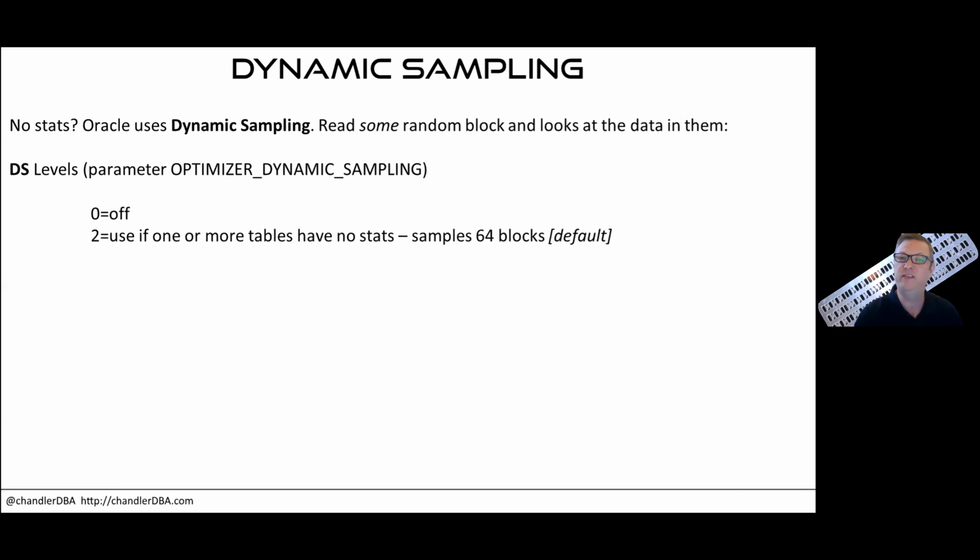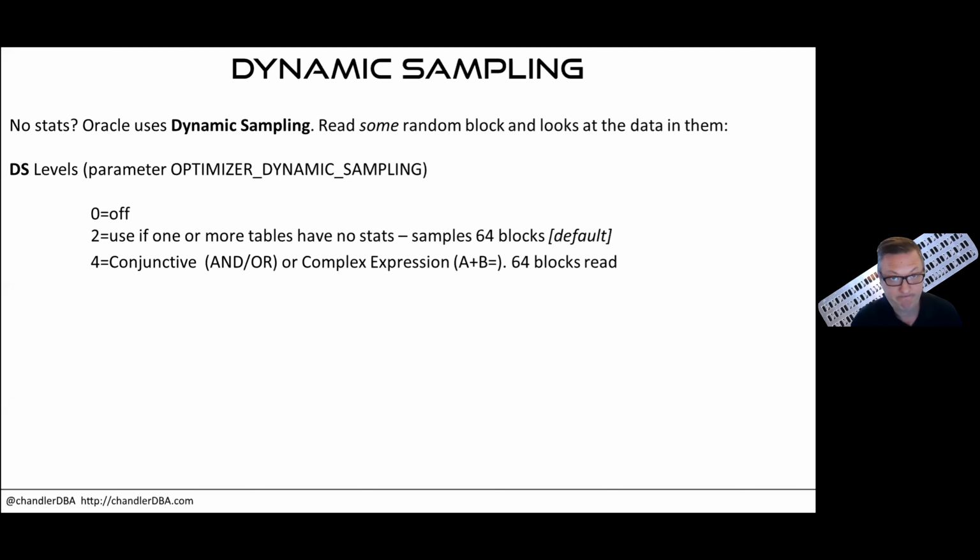So it's going to go read 64 blocks and say the contents of those blocks are representative of all of your data, which may or may not be true. If you set dynamic sampling to level 4, if you have conjunctive conditions, which is ands and ors, or complex expressions, column plus column equals something, where the optimizer can't easily determine the cardinality, it will go and do sampling even if you have stats, and will do 64 blocks.